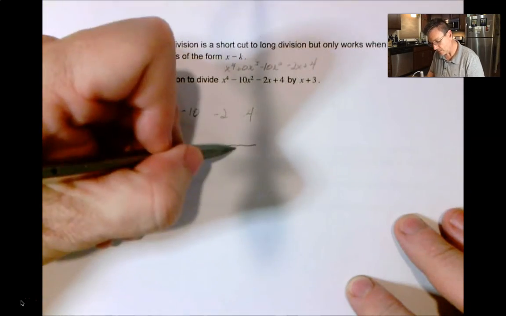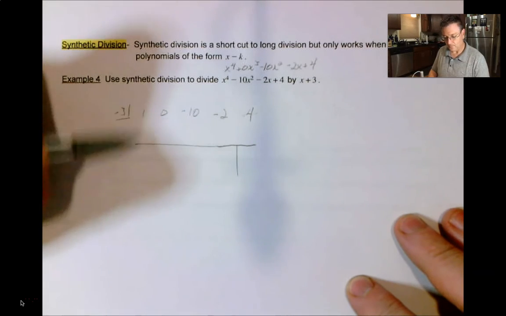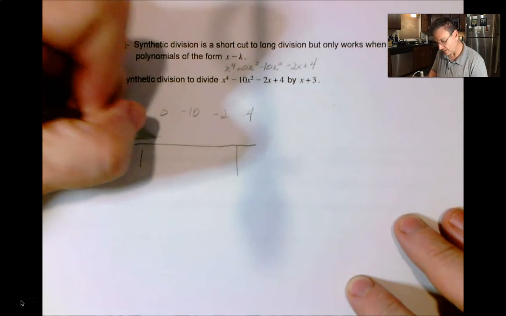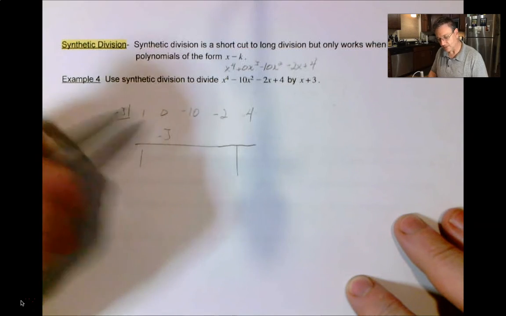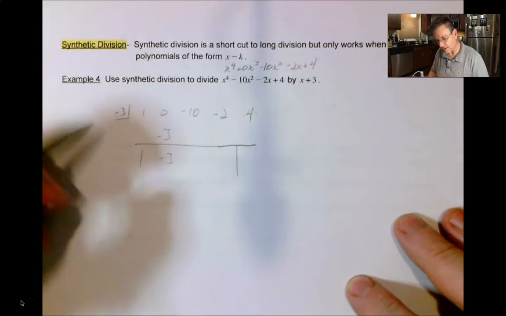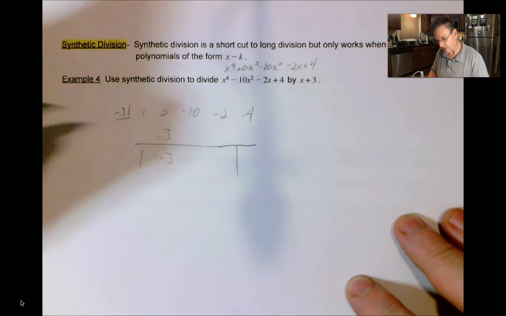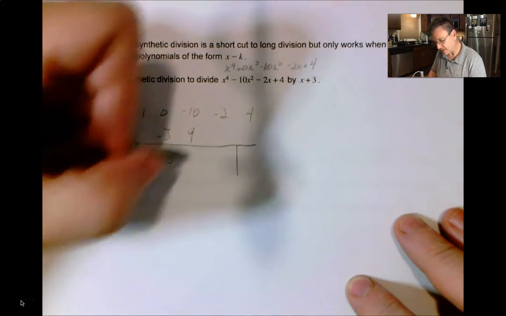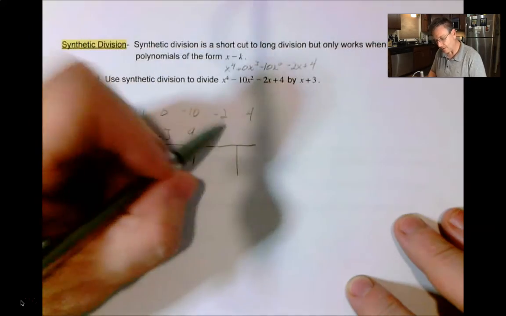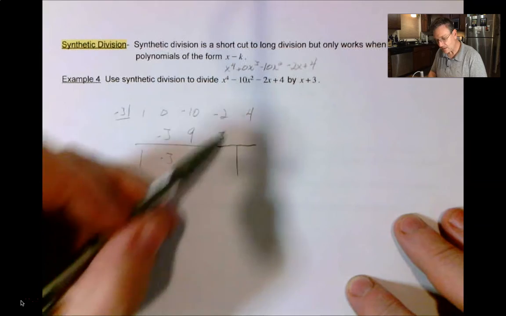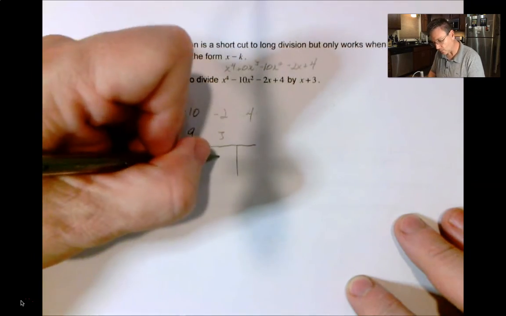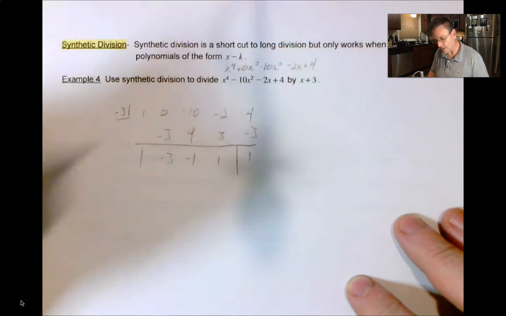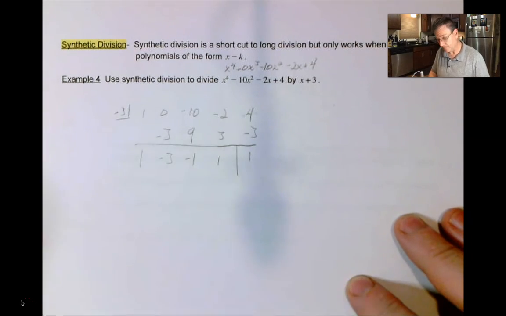Turn that over. Bring it down. First term comes down. Negative 3 times 1, negative 3. 0 plus negative 3, negative 3. Negative 3 times negative 3, positive 9. Add these together. Negative 1, positive 3. Add these together. 1, negative 3, 1. We have a remainder. That's okay.